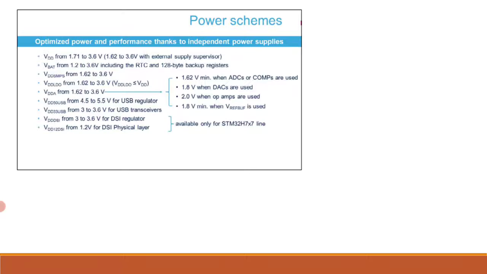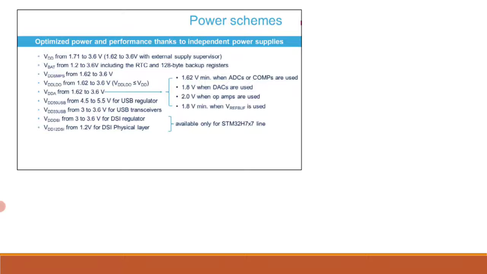The USB regulator supplied from VDD50USB at 5 volts generates the USB power supply VDD33USB. When the USB is used, VDD33USB must be greater than 3 volts. The DSI regulator supplied from VDDDSI greater than 1.62 volts generates the DSI power supply VDD12DSI when the DSI is used. The VDD12DSI must be greater than 1.2 volts.